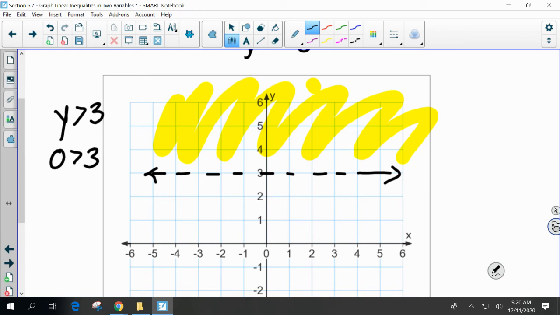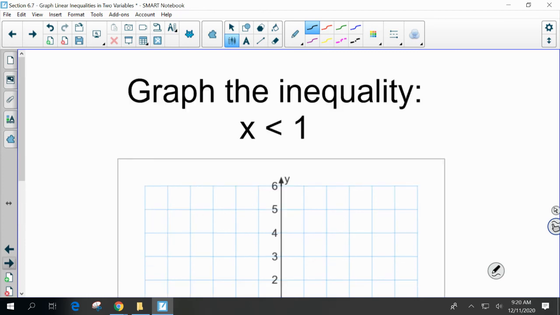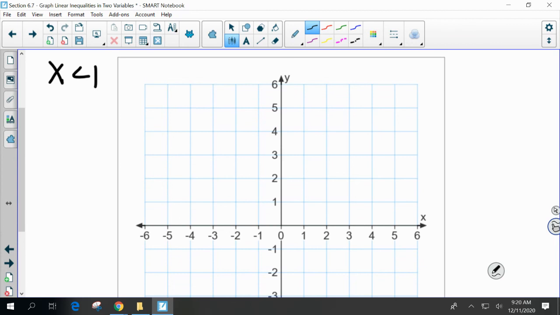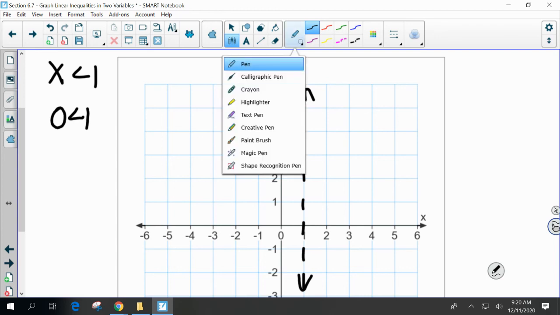Okay, so then on the last one, I have a graph with x. So I have x is less than 1. So this is a vertical line going up and down at 1, and it's dashed. So again, I'm going to pick 0 to test. 0 is less than 1, which is true. So I'm going to shade to the left.